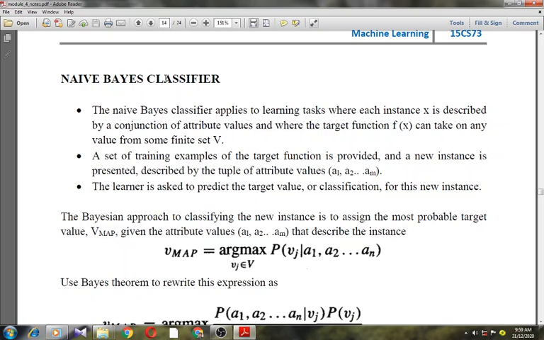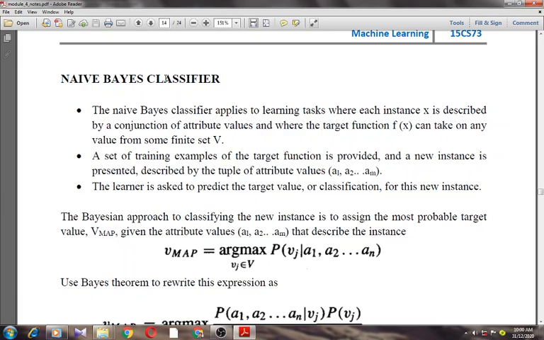As you know, in some domains, its performance has been shown to be comparable to neural network and decision tree learning. In this section I introduce the Naive Bayes classifier, and in the next section, we apply it to a practical problem of learning to classify natural language text documents. First, let us see what this Naive Bayes classifier is, then I will illustrate an example.